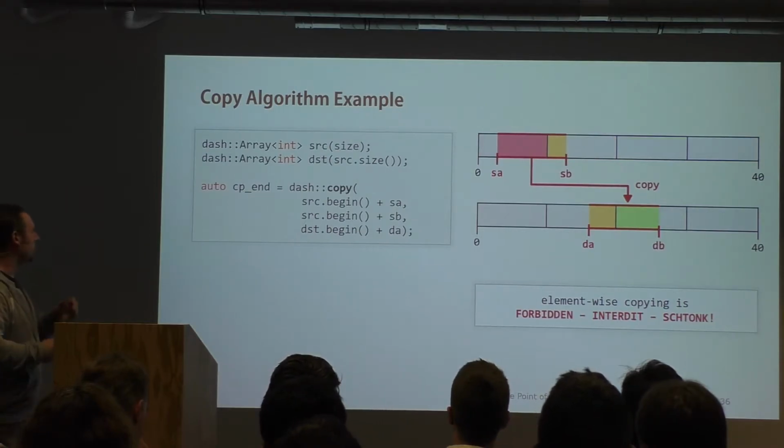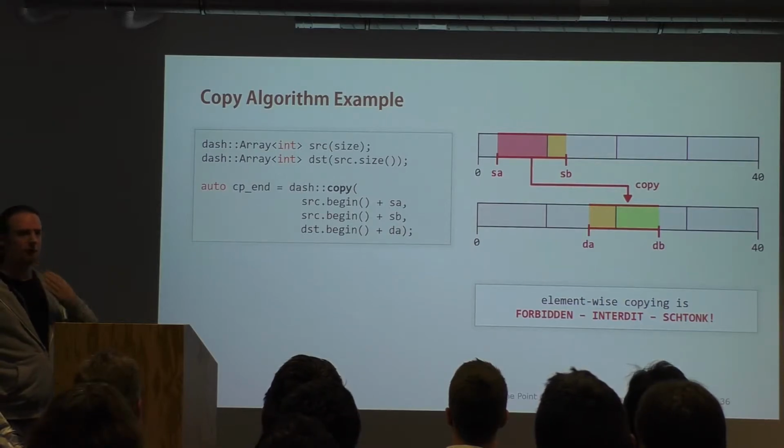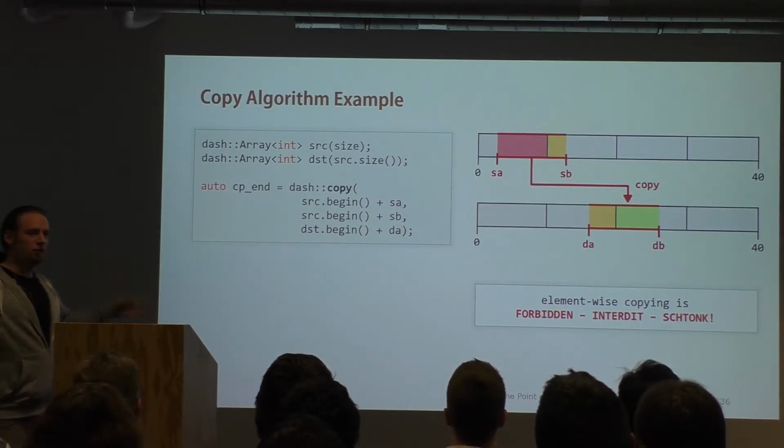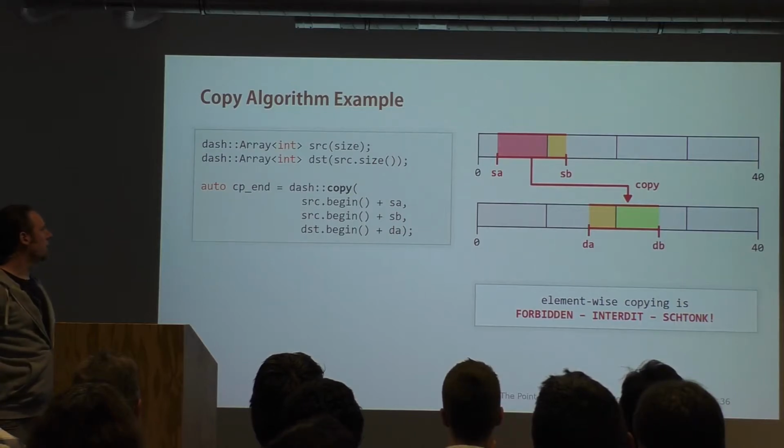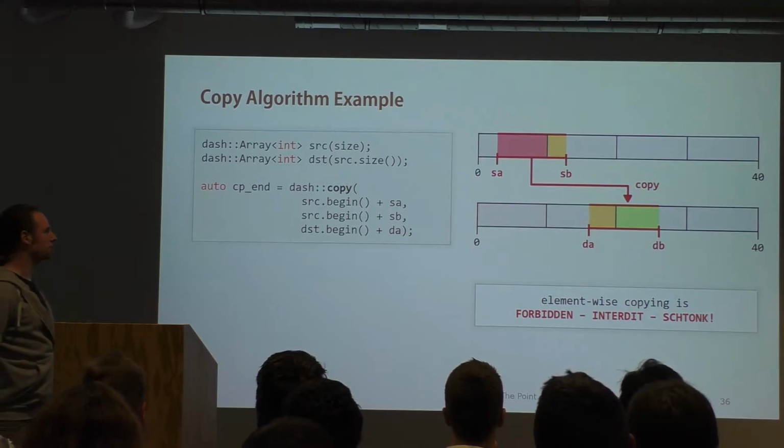Okay, a more complicated example. So we had for_each. How about copy? I have two arrays distributed in the same fashion, just to make things easier. And I want to copy a subrange from one array to a subrange of another array, or perhaps the same.